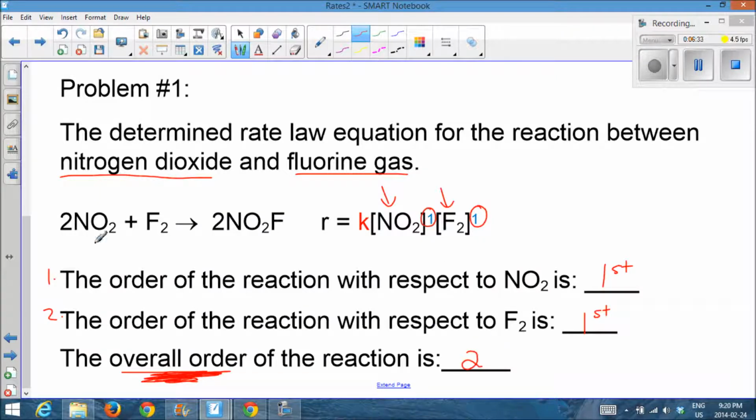Okay, so in this case, the coefficients really don't impact this at all. They will come into play later on, but they have no bearing on this at all. It's just the exponent that determines what order it is.